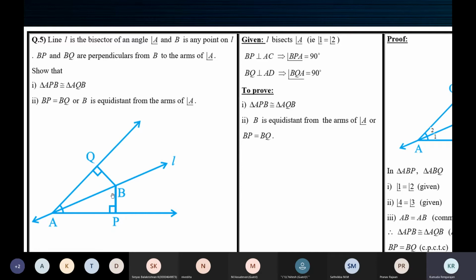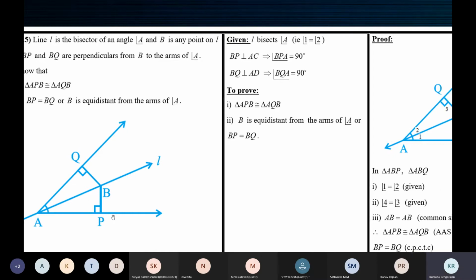So given this information, we need to prove that the two triangles here and here, this triangle and this triangle, are congruent to each other. And we also need to show that BP is equal to BQ. So that will follow once you show that these two triangles are congruent. BQ is equal to BP will follow from CPCTC. So we need to show that these two triangles are congruent.